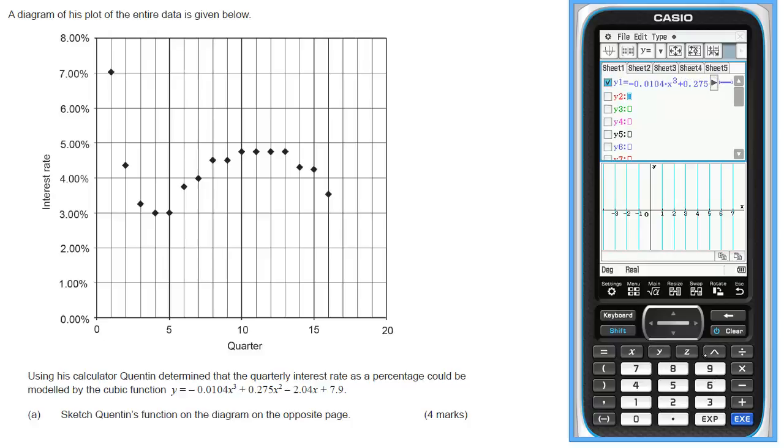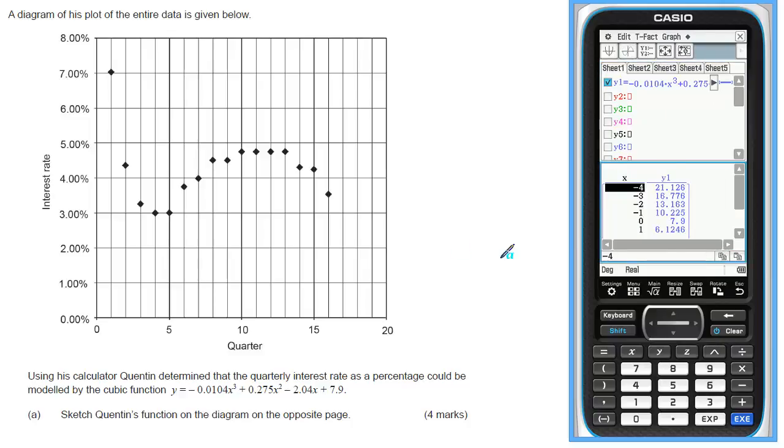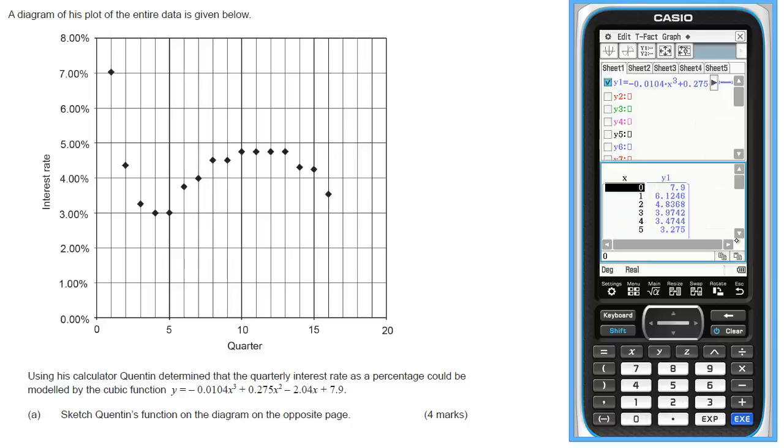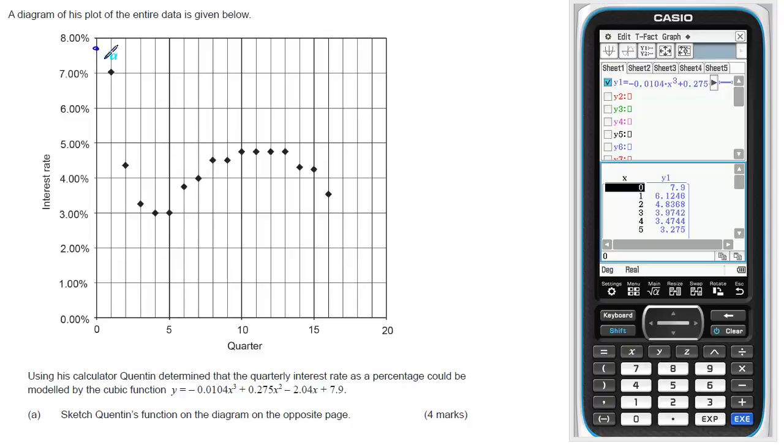Now, rather than graphing that, I want the table of values. And I'm going to start the table at 0, finish it at 20, and go in steps of 1. So 0, 7.9. Now we can't get that completely accurate here, but we can sort of judge where that is. And then 1, 6.12. So that's going to be sort of here.